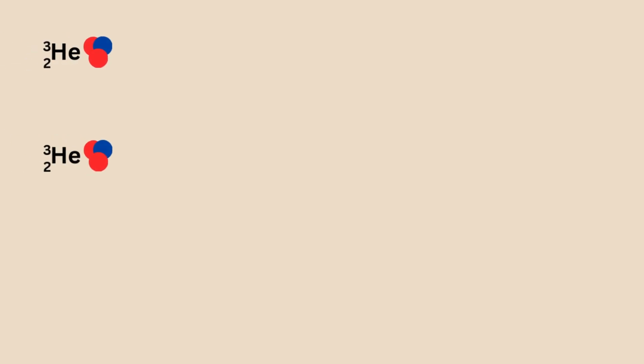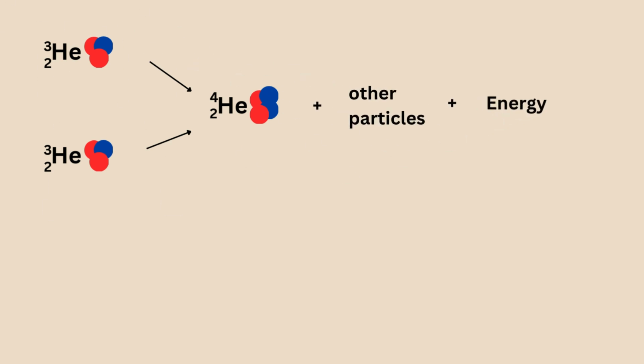Two of these helium-3 nuclei (3/2 He) will combine together in nuclear fusion to form helium-4 (4/2 He). Other particles and energy will be released. And this is how hydrogen is fused to form helium within stars such as our Sun.